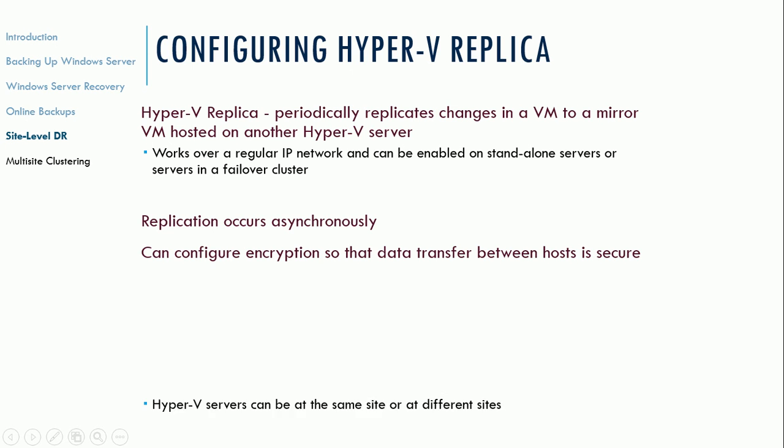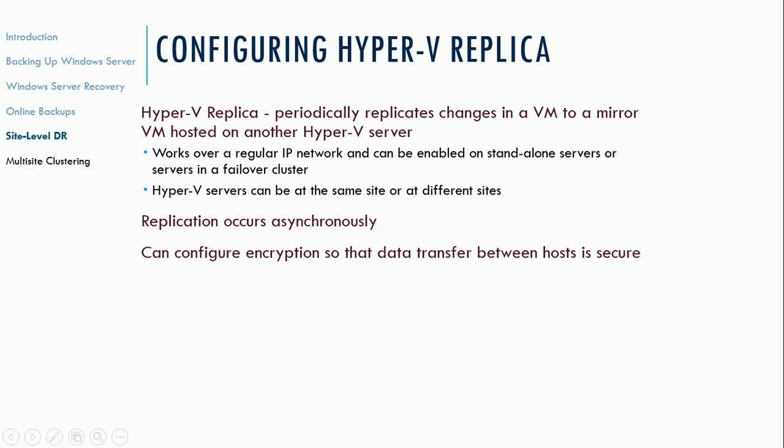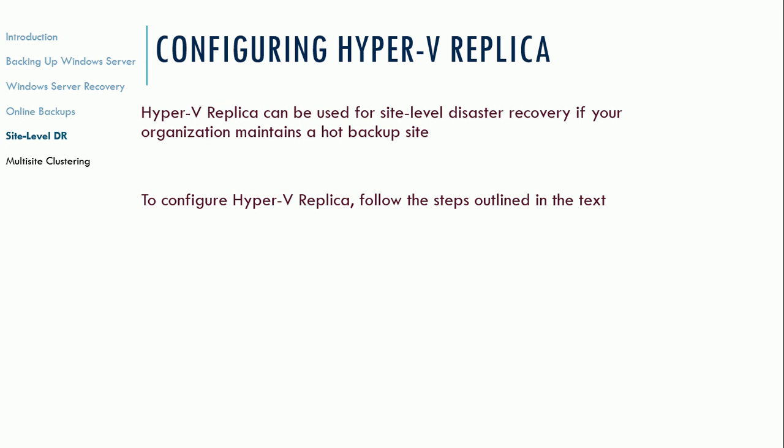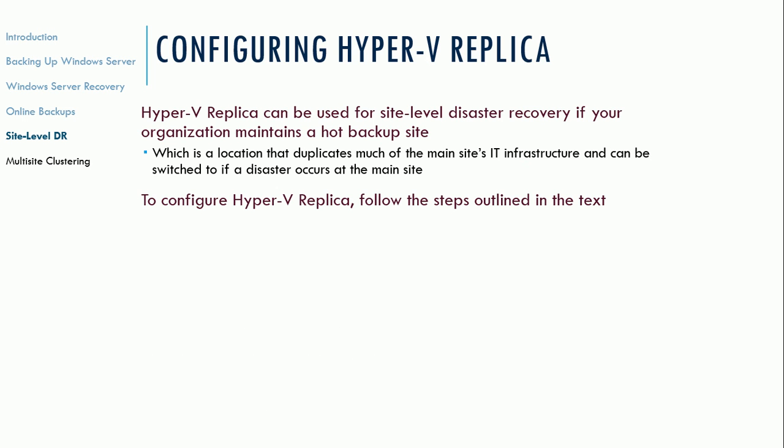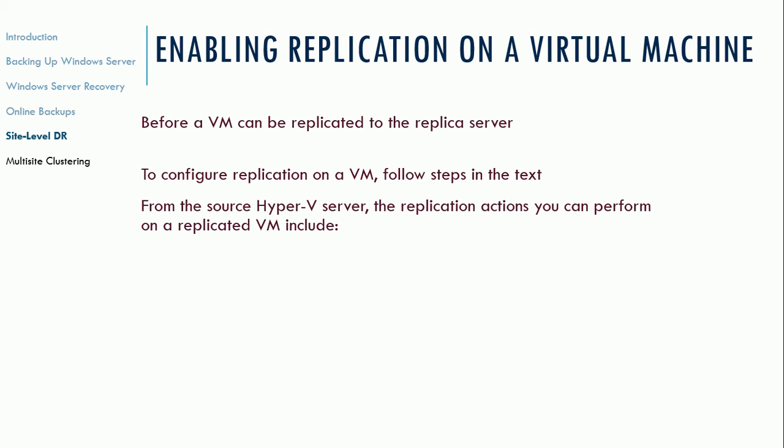Let me just click forward here with the slide. So Hyper-V servers can be at the same site or at different sites. They don't necessarily have to be geographically distant, although that's usually best practice. You can also use compression to reduce the bandwidth, so it can compress the replication between the primary site and the secondary site. So Replica could be used for site-level disaster recovery if you maintain a hot backup site. So as long as you've got Hyper-V running at this other site, it will periodically back up to the other site so that you can recover or bring those machines online at the other site in the event of a failure at the first site.